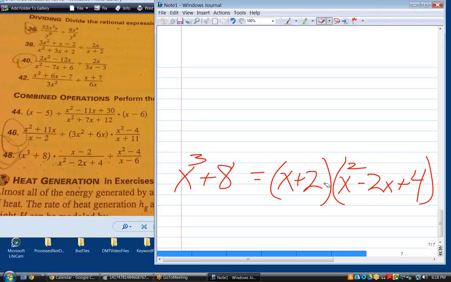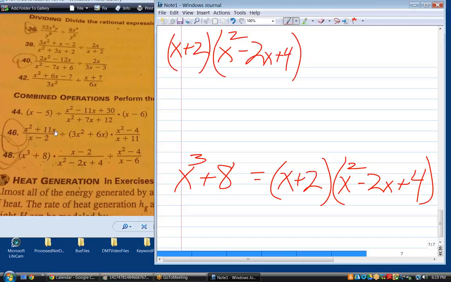Okay. Alright. And then, let's see, what is that? Let me rewrite it starting from the top here. X plus 2 times x squared minus 2x plus 4. And we're multiplying it by x minus 2 divided by x squared.